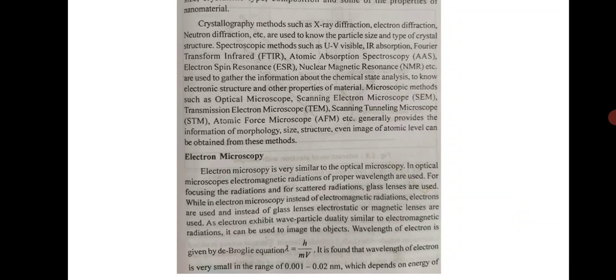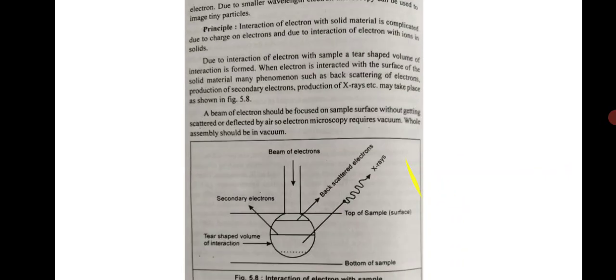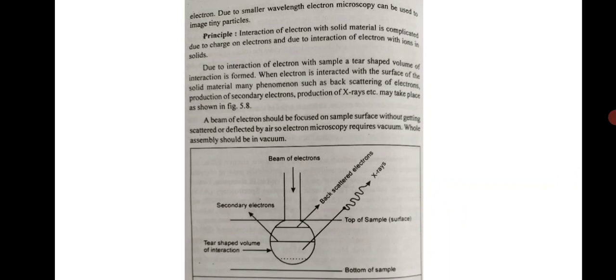The wavelength of an electron is given by de Broglie's equation, lambda equals h by mv. It is found that the wavelength of an electron is very small, in the range of 0.001 to 0.02 nm, which depends on the energy of the electron. Due to this small wavelength, electron microscopy can be used to image tiny particles.